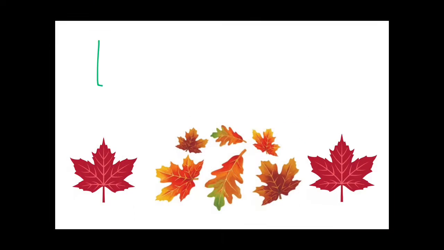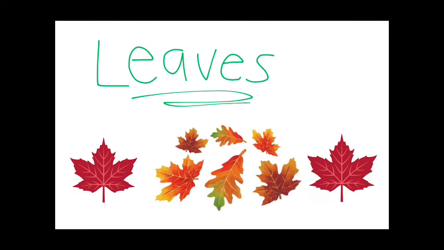Talking about leaves, there's a lot of different types of leaves. You can see over here we have a maple leaf. And then there's a lot of other different shapes of leaves and different colors in different kinds of leaves. So we're going to talk about that today. So most leaves that you see might be green.